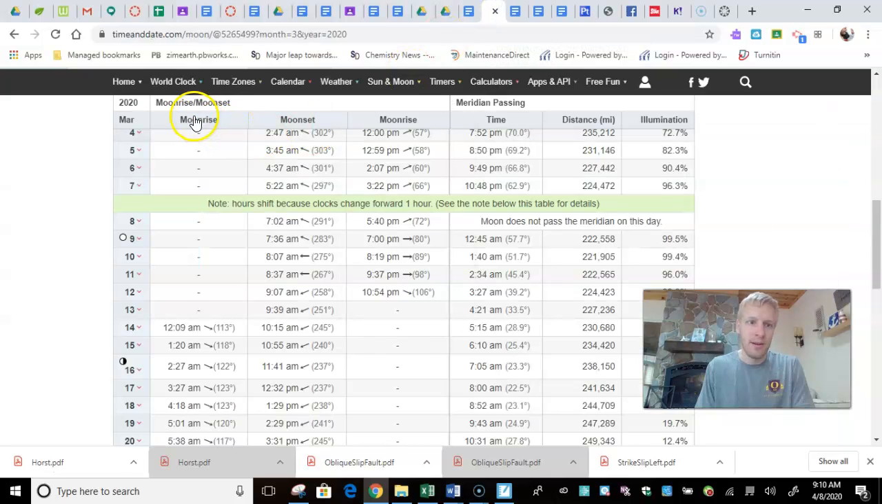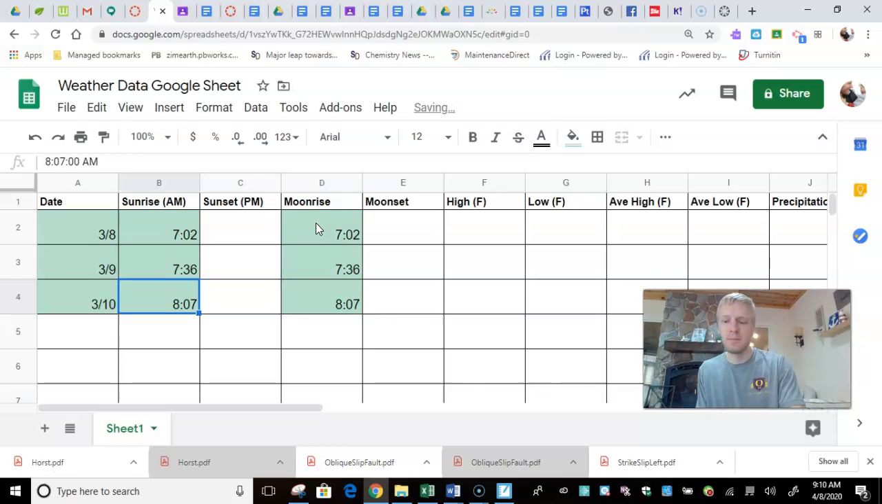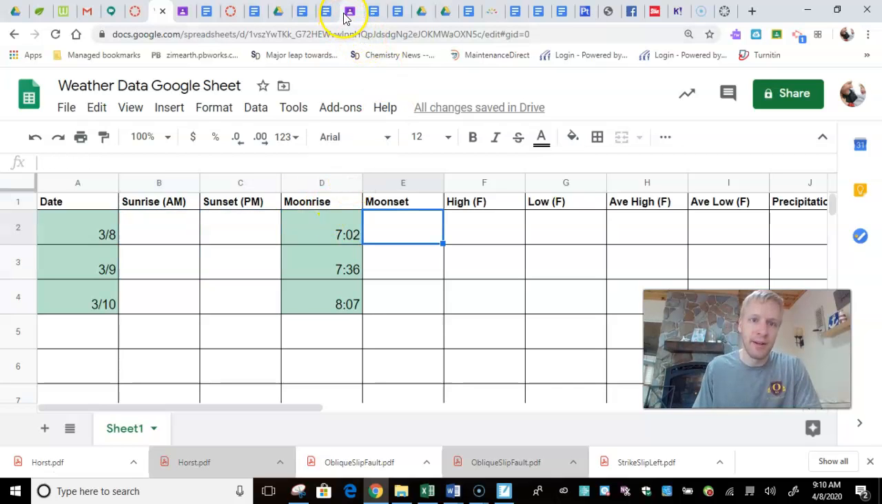Oh, let's see. Am I talking about moonrise, moonset? I am. Alright, I put it in the wrong category. Okay, let's do this. Moonrise. 7:02. 7:36. And 8:07. Get rid of those. And let's do the moonset right away.